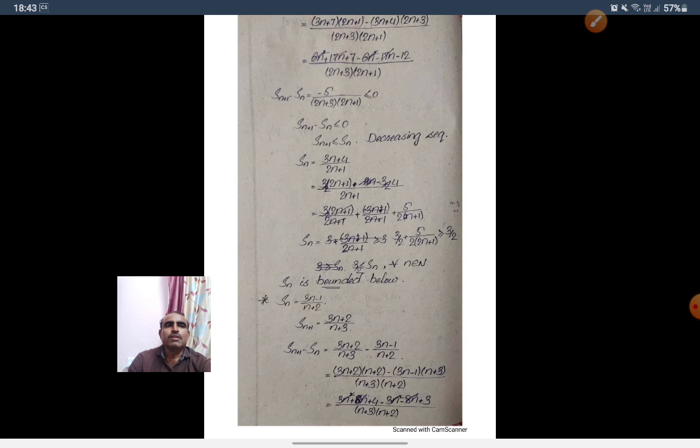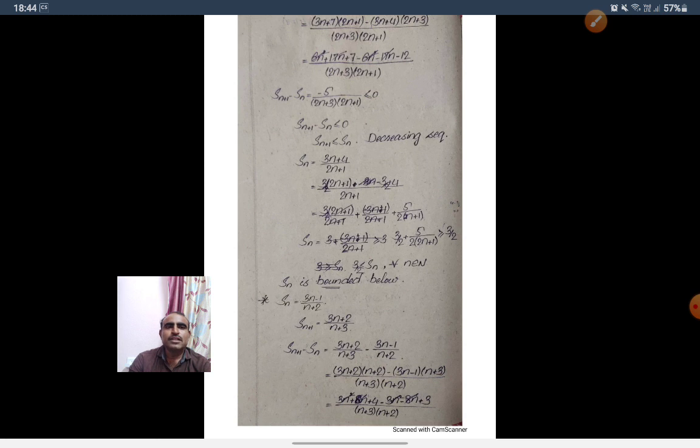So what do we get? (3n+4)/(2n+1) can be written as 3/2 + (5/2)/(2n+1). This is greater than or equal to 3/2, right? 3/2 plus some positive value, so it is greater than 3/2. So 3/2 ≤ Sn. So 3/2 is a lower bound. So it is bounded below.